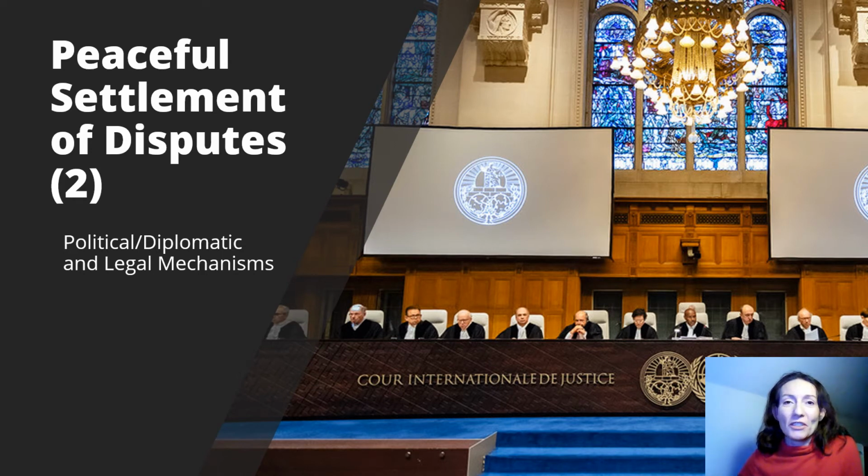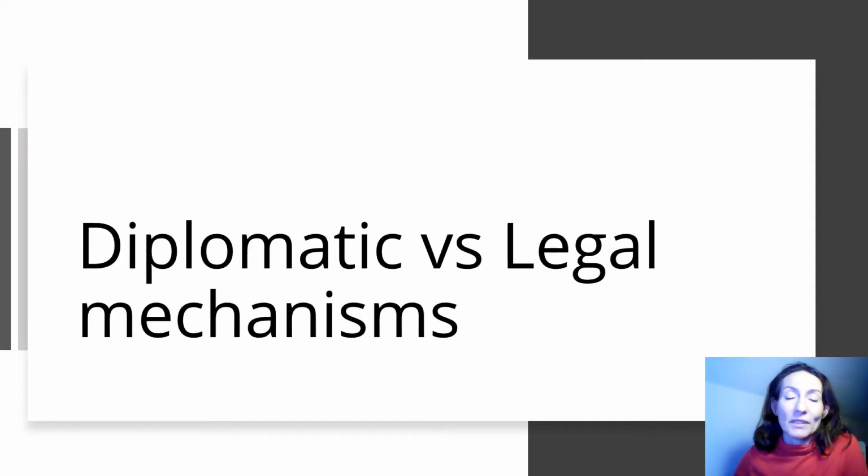This second session on the topic of settlement of disputes between states introduces the differences between the so-called diplomatic or political means of settling disputes and legal settlement of dispute mechanisms in international law. The mechanisms that states can resort to in order to resolve their disputes are commonly categorized into two groups: diplomatic, political means on the one hand, and legal adjudicatory means on the other.